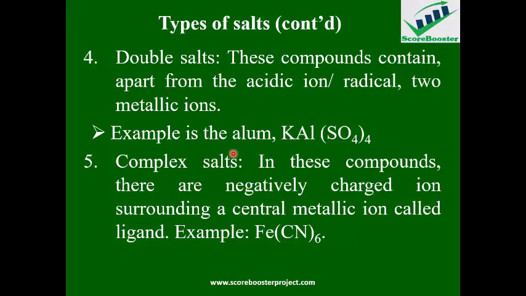Then all the others might be a radical, like cyanide. It might be another compound. Just make sure they are negative. When we have something like that, it's called a complex salt. Don't forget our basic definition of salt. It must contain a positively charged metallic ion and a negatively charged acidic ion.